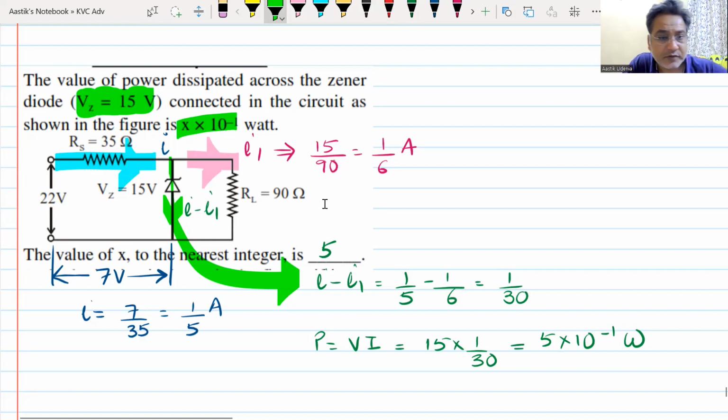The next type of diode is known as a photodiode. The second type of diode is known as a photodiode. Now, what is a photodiode? Anyone has heard the name photodiode? No one has heard the name photodiode?